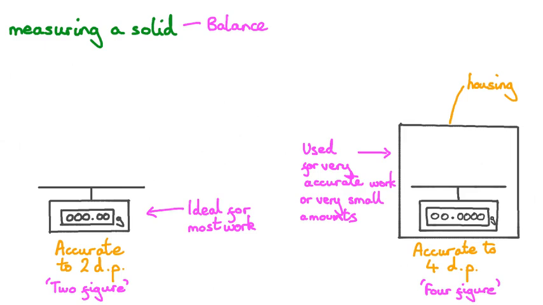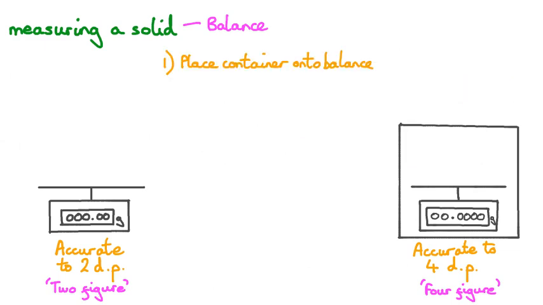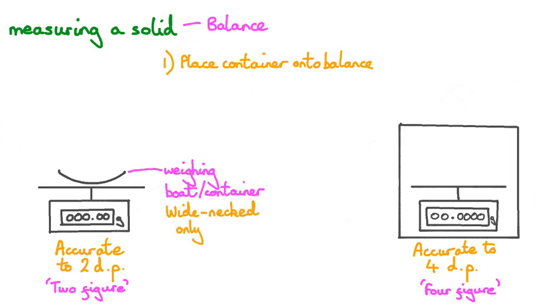Now let's look at how to use one of these balances correctly. The first step is to place your measuring container onto your balance. You should always use a wide-necked vessel for weighing material out. A beaker would be okay, for example, or a weighing boat is even better, but you shouldn't use something with a narrow neck, like an Erlenmeyer flask, for example. This is to reduce the chance that you'll spill your solid over the bench, since this could create a hazard and is wasteful.